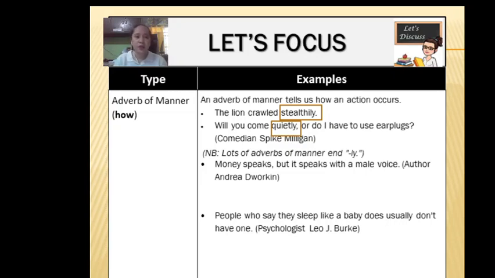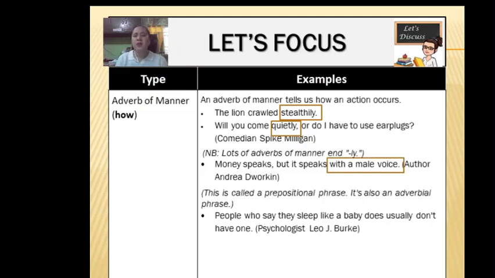But as I've said earlier, this is not always the case since we have what we call adverb phrases. In the example, money speaks, but it speaks with a male voice. With a male voice is our adverb of manner. This is also called a prepositional phrase because we have the word with in the beginning of the phrase. But it is also an adverbial phrase because it tells us how money speaks.